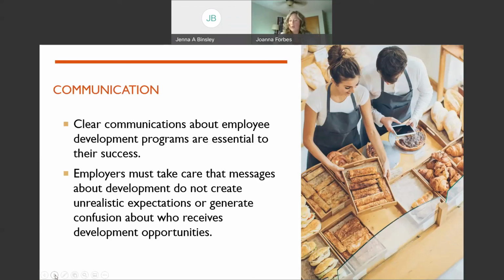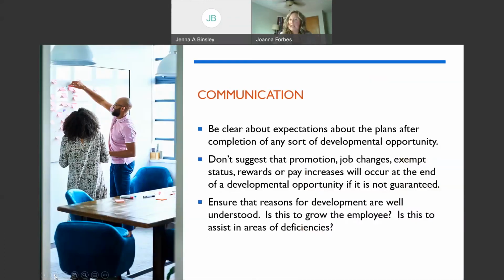So we want to make sure we're not creating any sort of unrealistic expectations or any confusion about who is going to be receiving these developmental opportunities. Communication is key in management in general, as we know, and it's definitely key when it comes to rolling out any sort of developmental opportunities. So be clear about the expectations of what happens if anybody completes any sort of development or opportunity. You really don't want to suggest that there'll be a promotion at the end, that maybe their job will change, that maybe they'll get a pay increase of some sort.